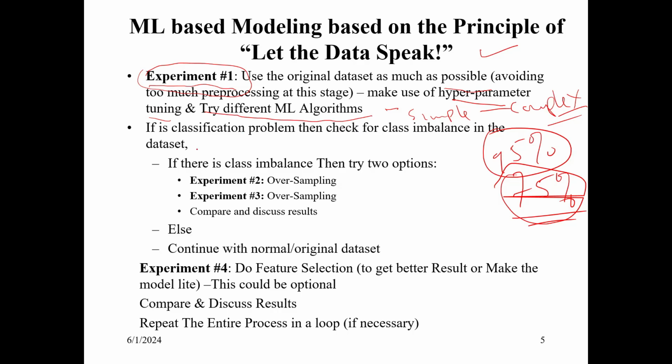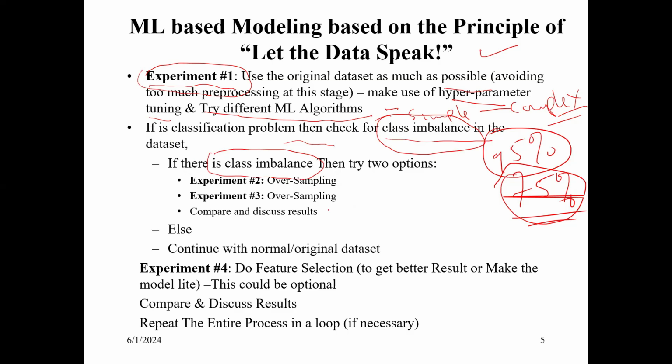So now, another thing to check for is, if it is a classification problem, check for class imbalance in the data set. If you are solving a classification problem, check for what we call data class imbalance. Because if there is class imbalance, there are two things you have to do. And what is class imbalance?